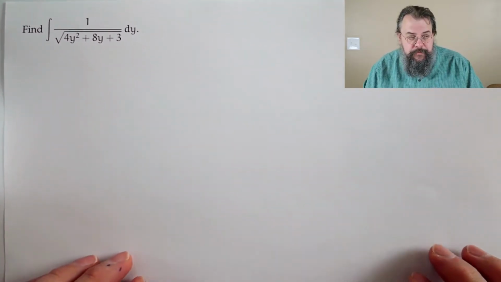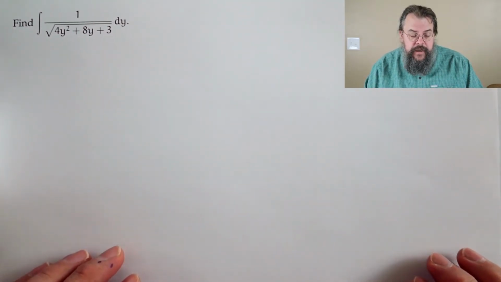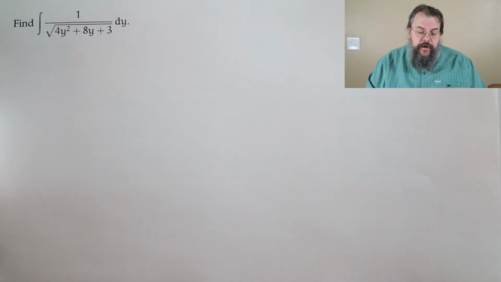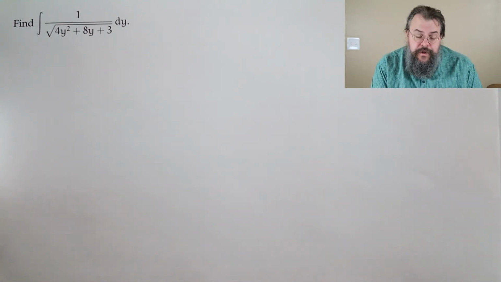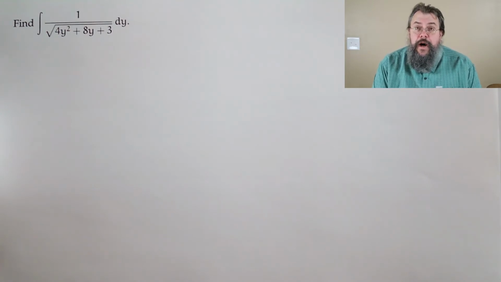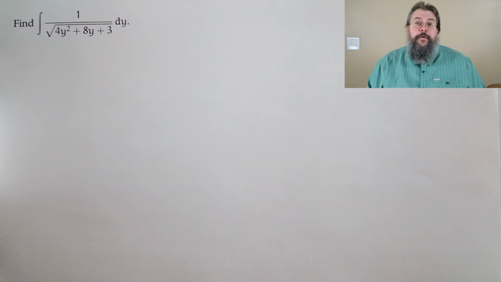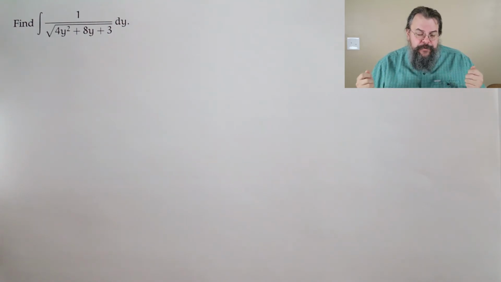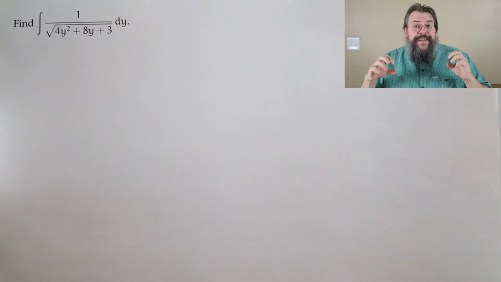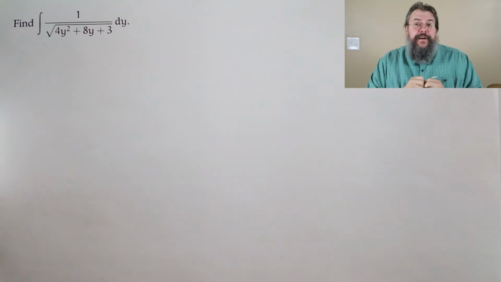Our next problem. Find the integral of 1 over the square root of 4y squared plus 8y plus 3 dy. Oh, okay. This should be interesting. Now, we see it's kind of similar to the things we've done earlier. We say, okay, it looks like trig sub. It just feels that way. It's a square root. The problem is it's not quite set up correctly.